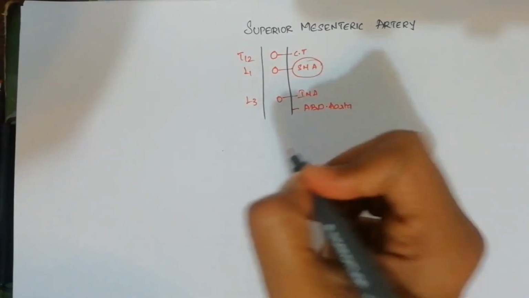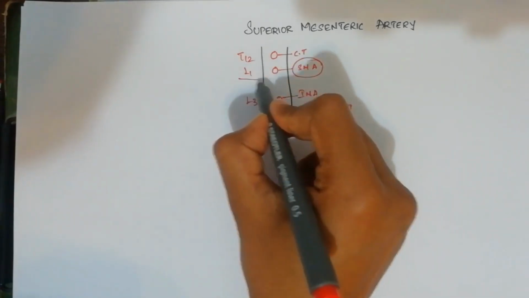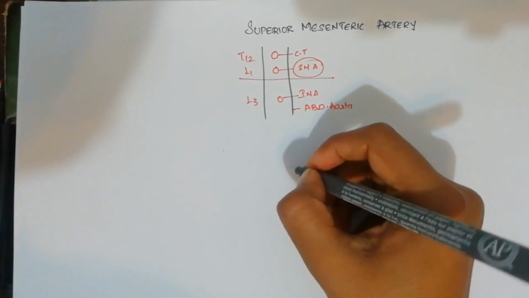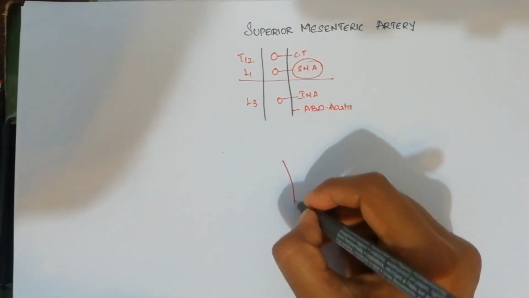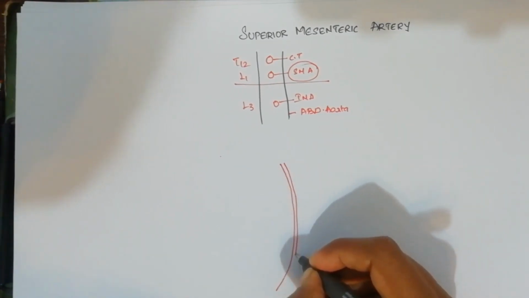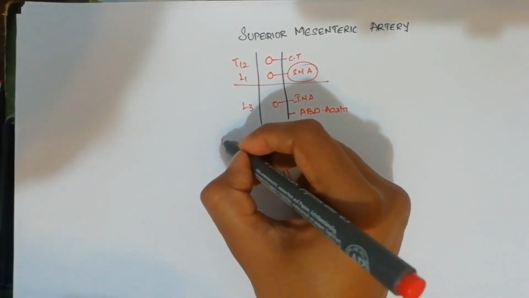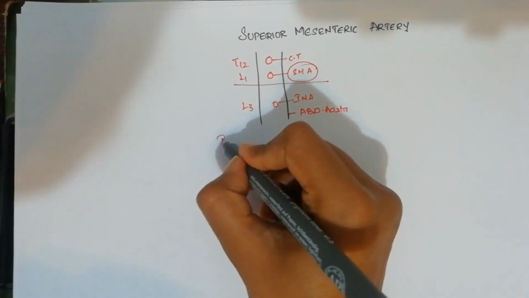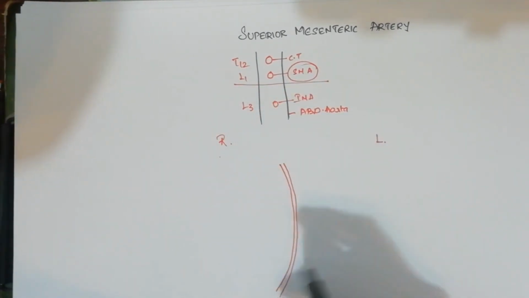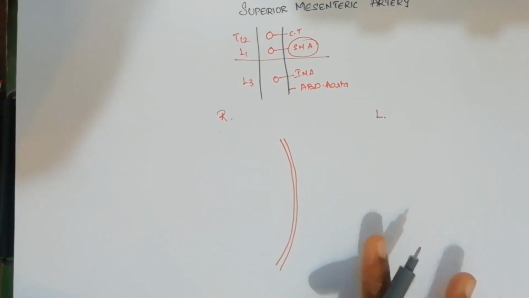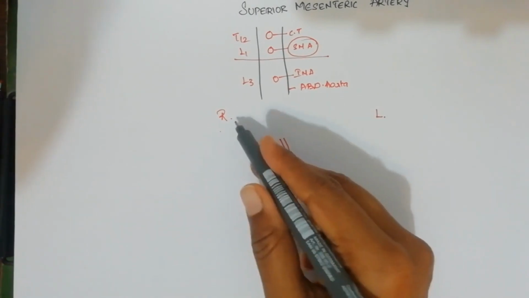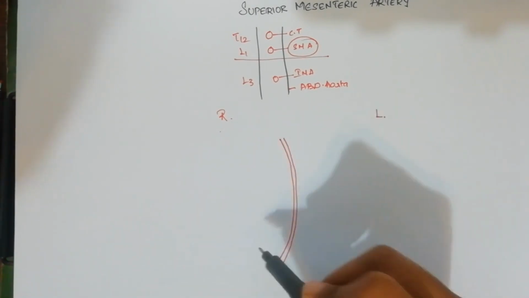So to talk about superior mesenteric artery, it is arising at the level of L1. After arising, it has a course with its concavity towards the right side and convexity towards the left side. So consider this as right and left, and this is how superior mesenteric artery will be seen, with concavity towards the right side and convexity towards the left side.